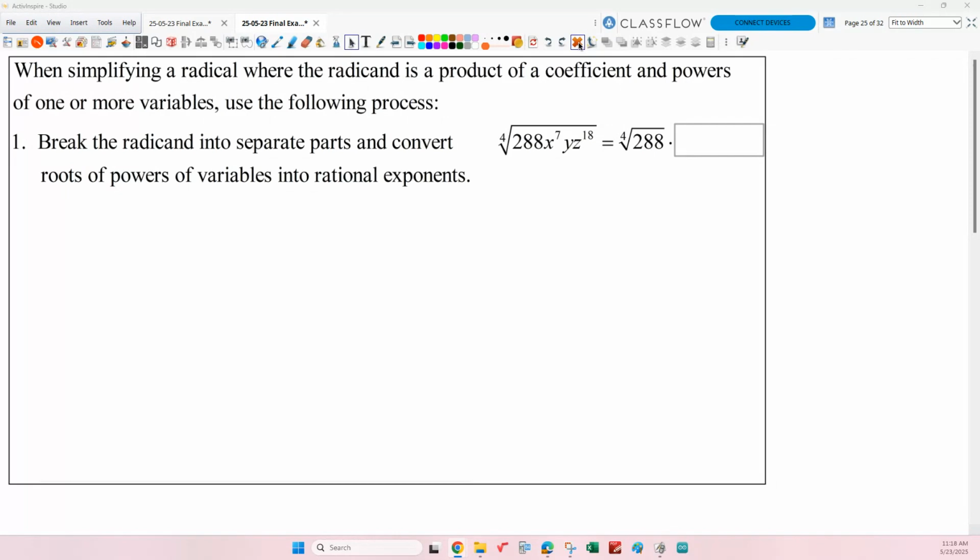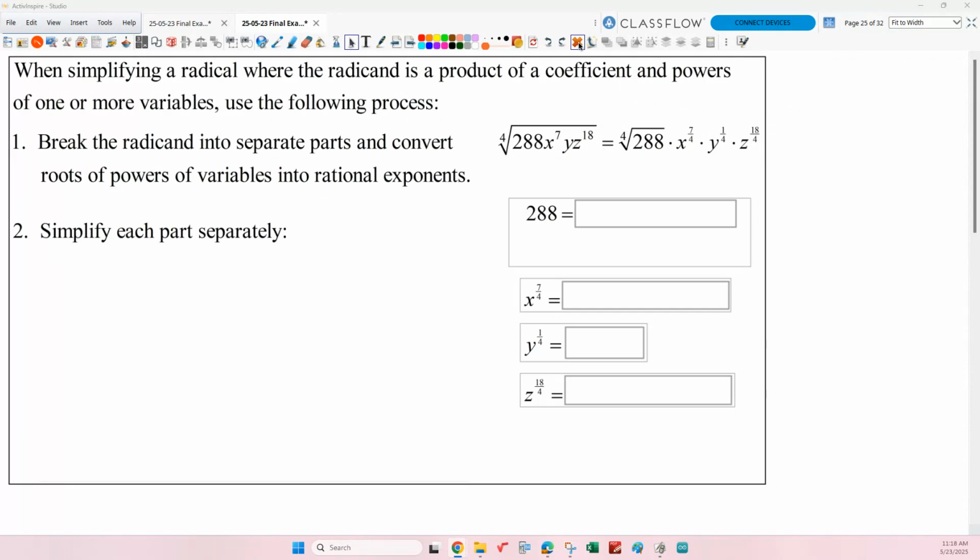Can you see those exponents very well? Okay. So we took out 288. What about x? What would that break into? You don't have to. We'll just write them as fractions and then we'll do that. So what would the fraction for y be? About 1/4. Okay. And then what about z? 18 over 4. Yep. So then once we split it off, we can just simplify it.